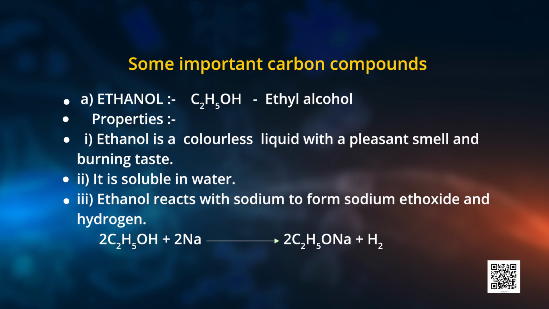Our first compound is ethanol. I told you the formula of ethanol. Please relate. The formula is C2H5OH. That means presence of OH group. If you talk about general properties of ethanol, it is a colorless liquid with a pleasant smell and burning taste. It is soluble in water.